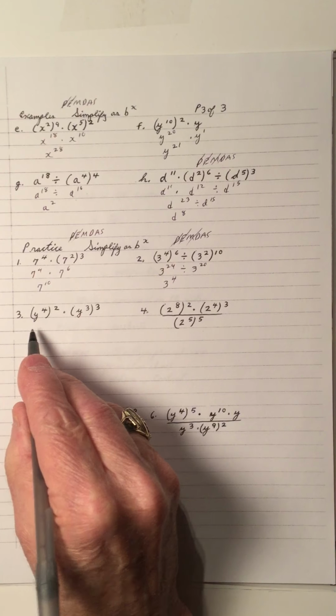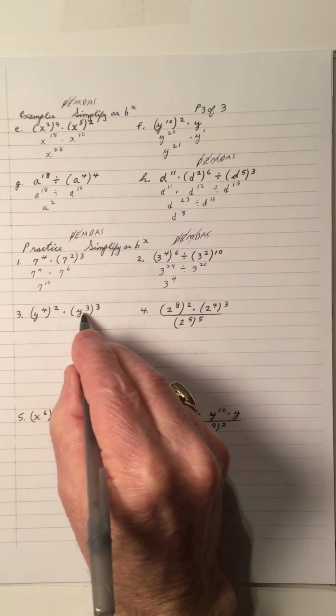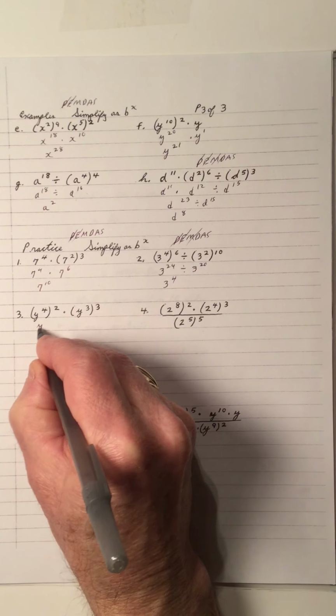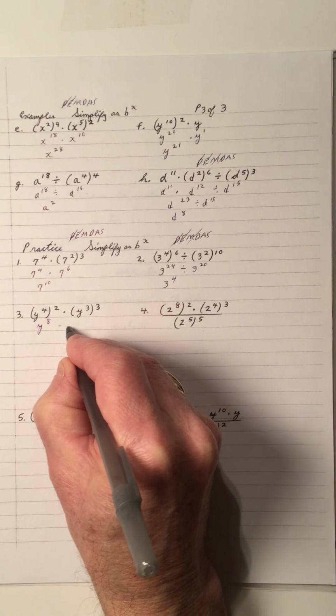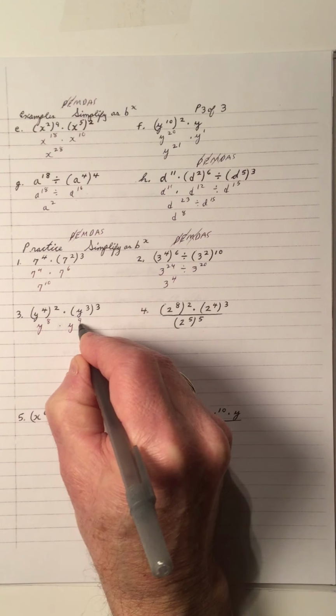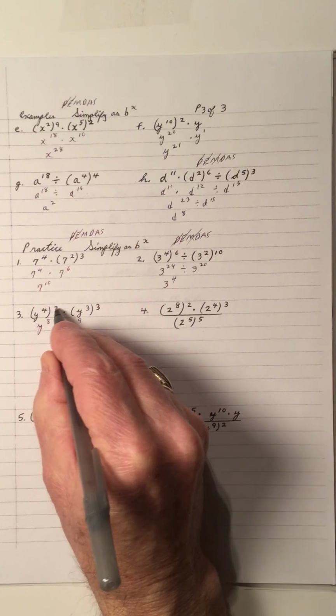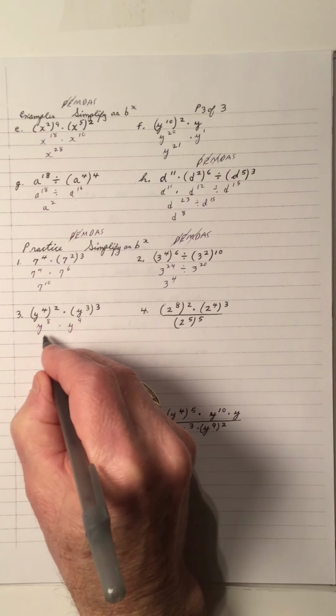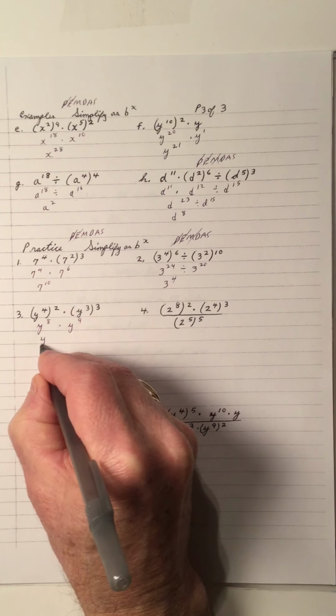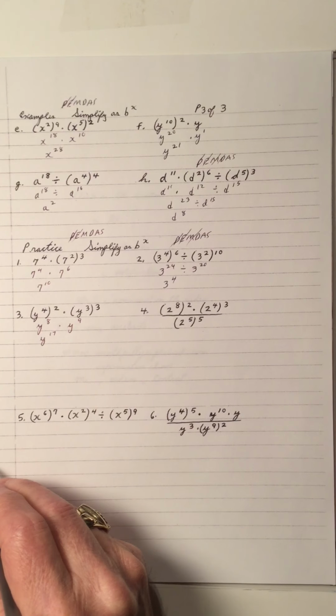Number 3, again PEMDAS. We can't do the inside. Nope, we do the power of the power, I get 8. We do the power of the power to get 9. We multiply 3s, multiply the 4 into 2. And because we're multiplying, we add the exponents, 17.